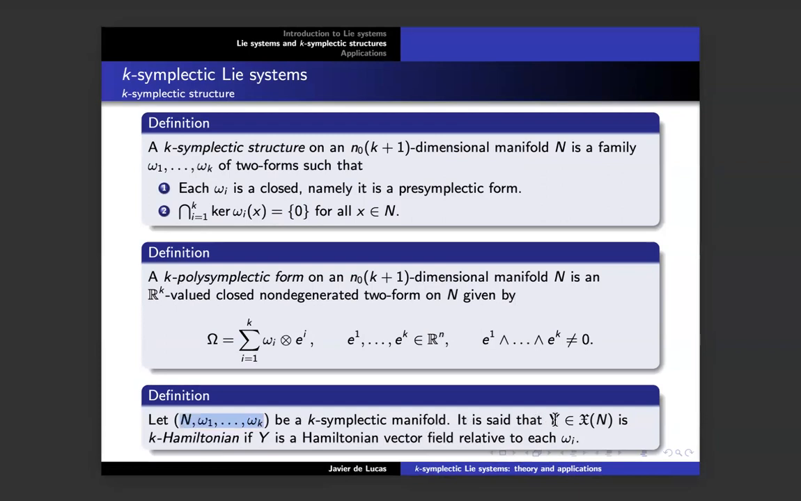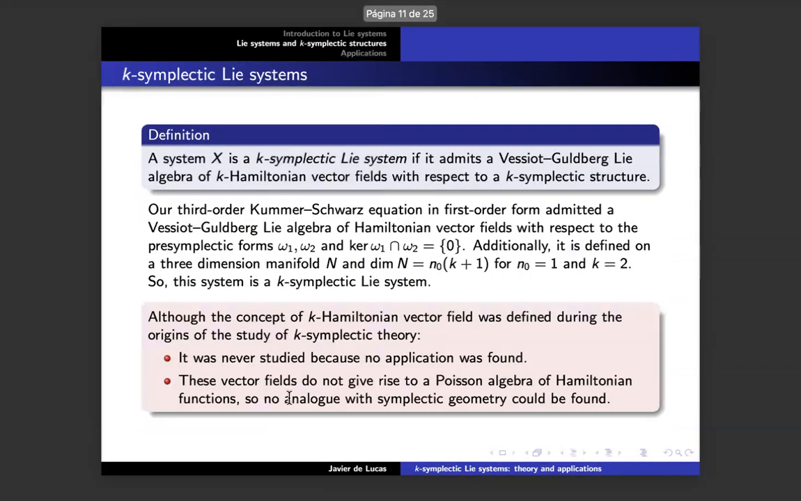So now, the definition that fits our intentions, what we wrote before, is that this is a k-symplectic manifold, and we said that a vector field Y is k-Hamiltonian if Y is Hamiltonian relative to each form of the k-symplectic structure. I mean, the contraction of every pre-symplectic form with Y is the differential of a certain function. So now the natural definition that one can use: a system X is a k-symplectic system if it admits a Lie algebra of k-Hamiltonian vector fields with respect to a k-symplectic structure. This is what we did with the Kummer equation.